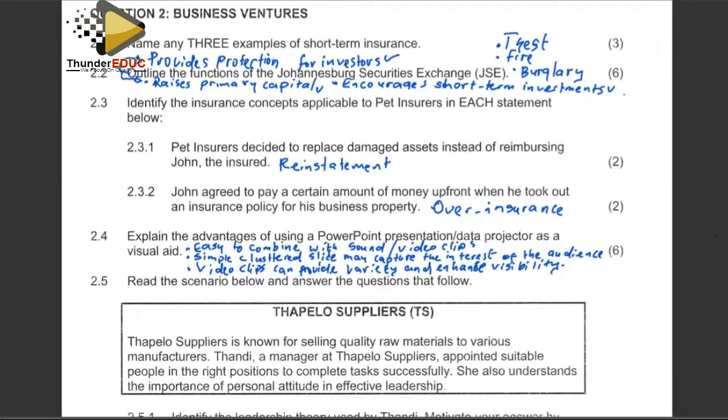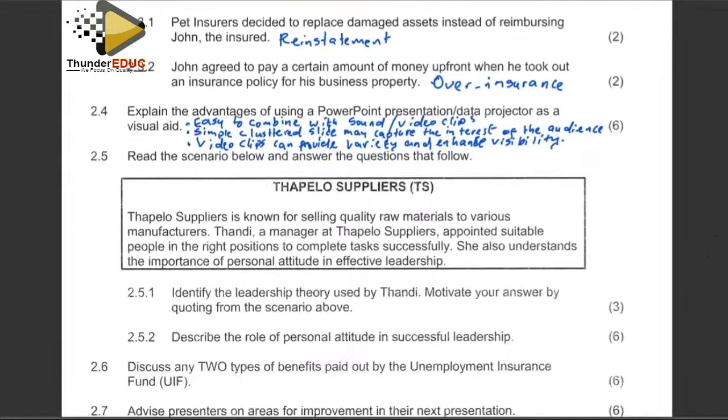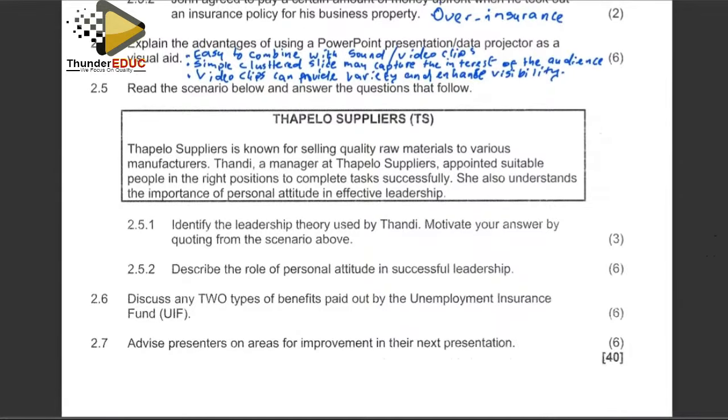Okay, right. So now let's check how the questions normally appear. Okay, so now it means that now we have landed on 2.5.1, where it says identify the leadership theory used by Thandi and then motivate your answer by quoting from the scenario. Remember, whenever the question says quote, the expectation is to take a sentence exactly the way it does appear on the given scenario. You are not expected to take out anything. You are not expected to add anything. So you just take the sentence exactly the way it appears on the scenario.